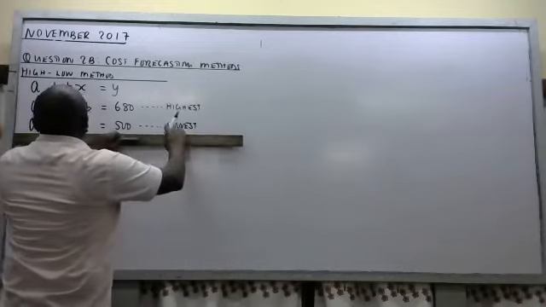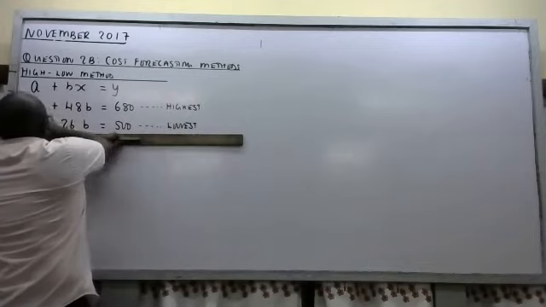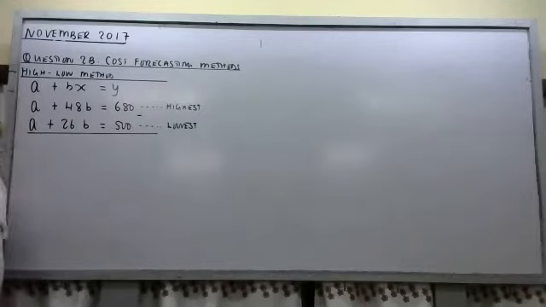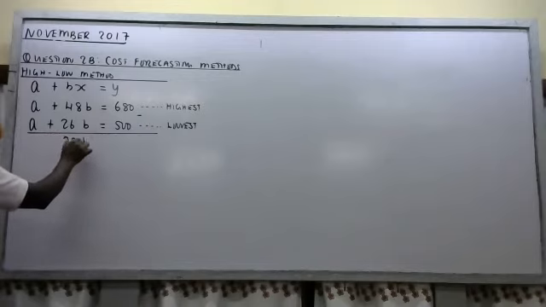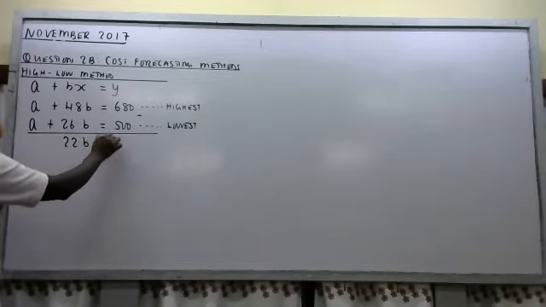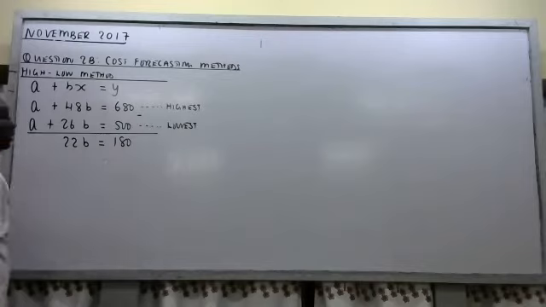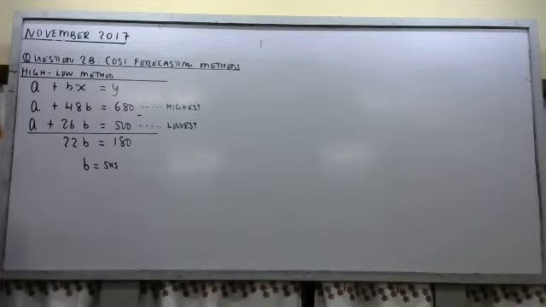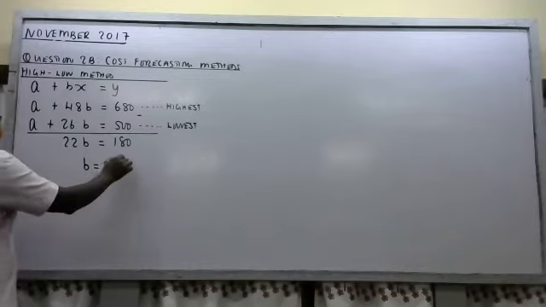So with that, we proceed, and now we subtract, whereby now we say 48 minus 26, what do you get? 22B. So we have 22B, and this obviously is 180. So based on that, give me the value of B. 8.18.